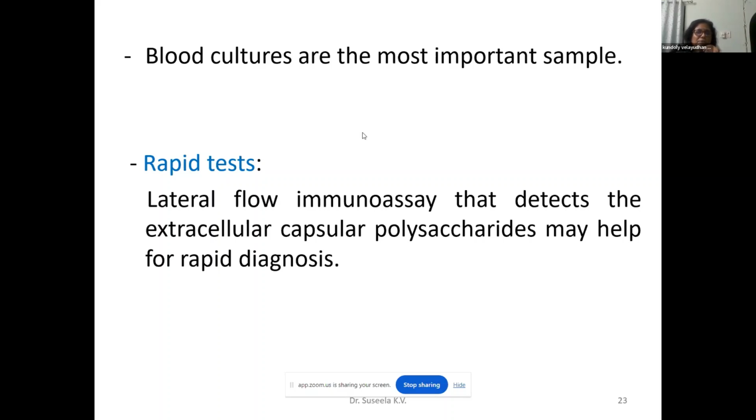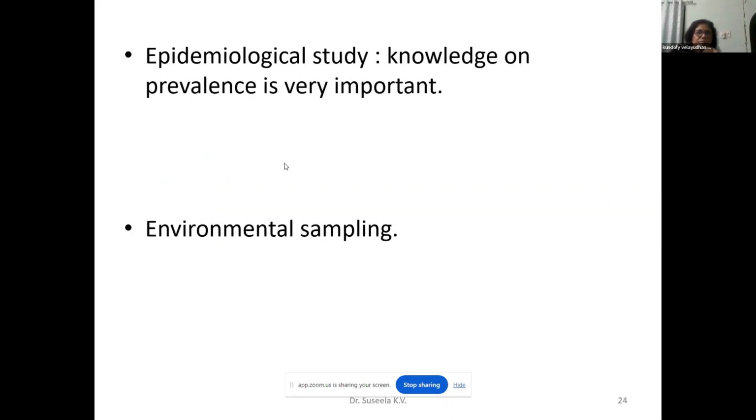Because culture will take time and cultures may be discarded as contaminants, we can use some rapid tests like lateral flow immunoassay. But again, the sensitivity may be poor. It needs more study for this rapid test. So we need an epidemiological study in our place. Knowledge of prevalence is very important, and also environmental sampling.